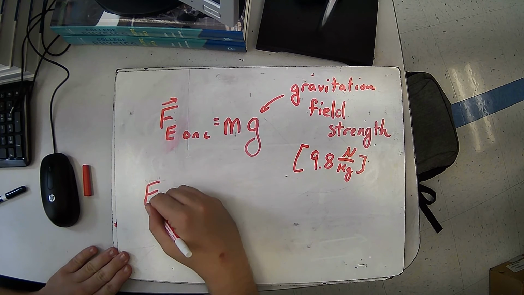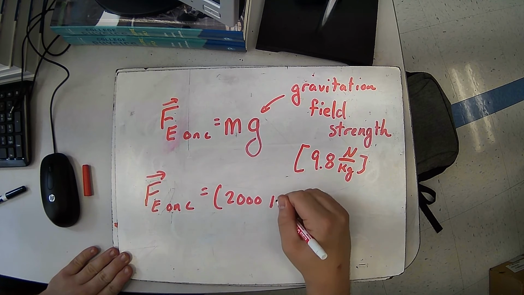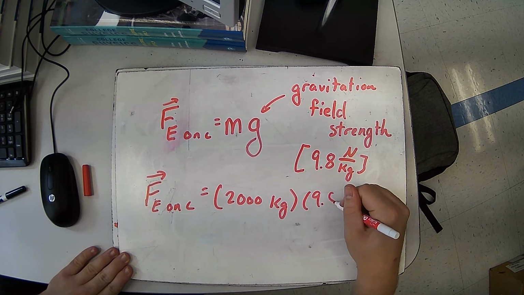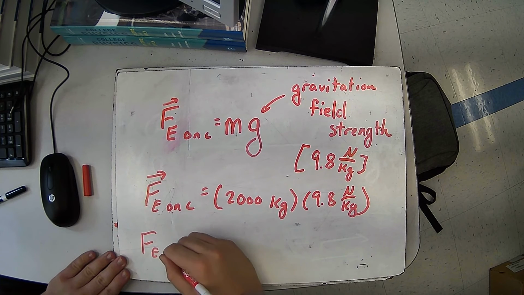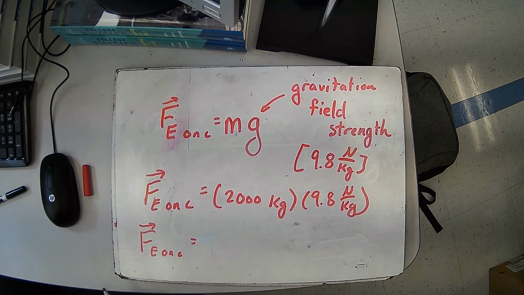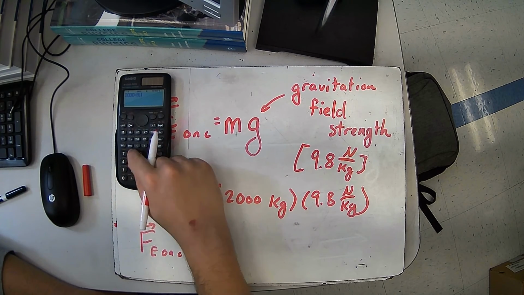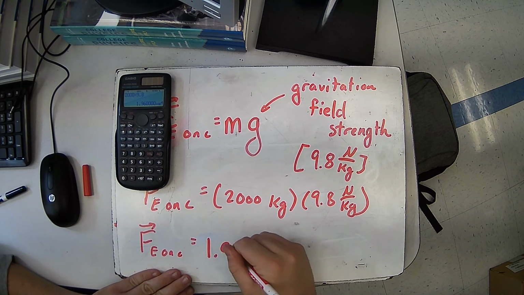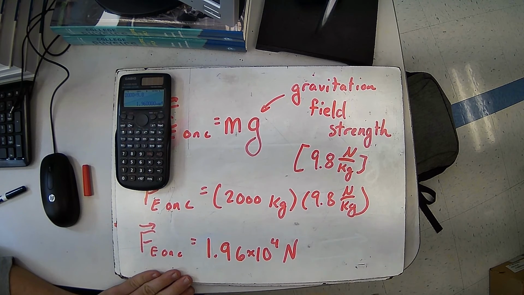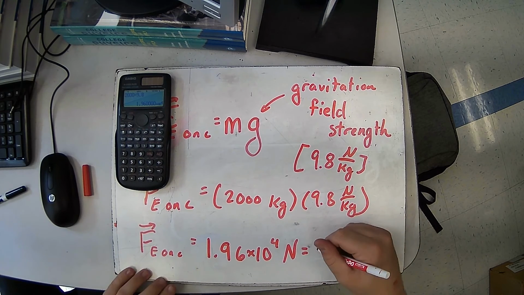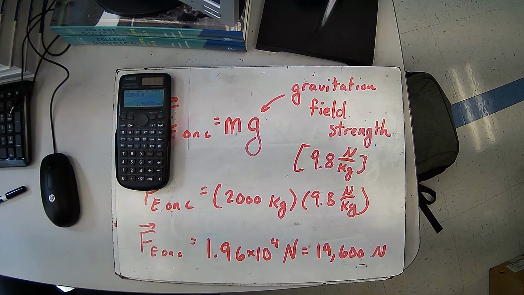Anyways, with that, the force that the Earth exerts on the car must be equal to 2,000 kilograms times 9.8 newtons per kilogram. Grabbing my calculator again, I could probably do that in my head, but I don't want to think about it. So 2,000 times 9.8 is 1.96 times 10 to the 4 is how my calculator is outputting that, newtons, or 19,600 newtons, if we don't want to use scientific notation.